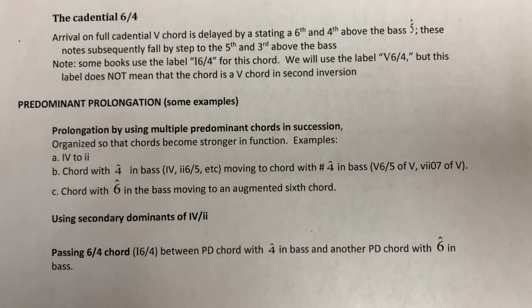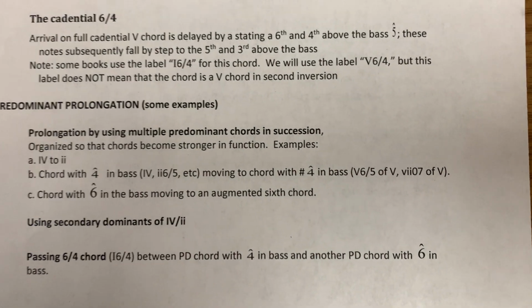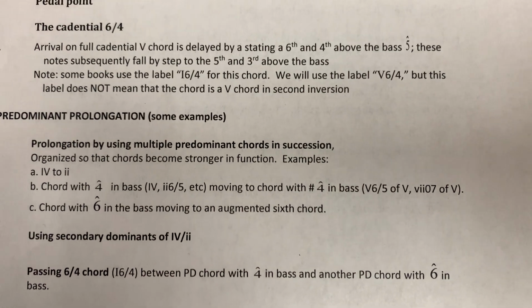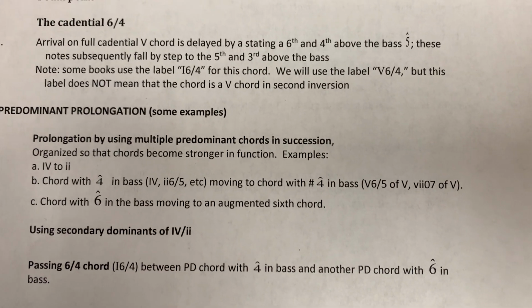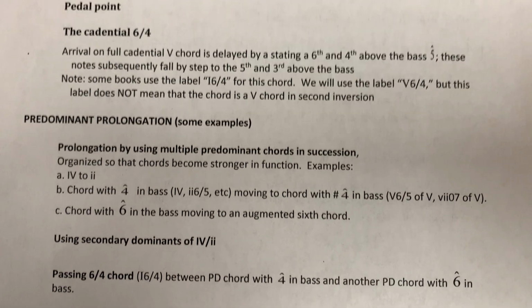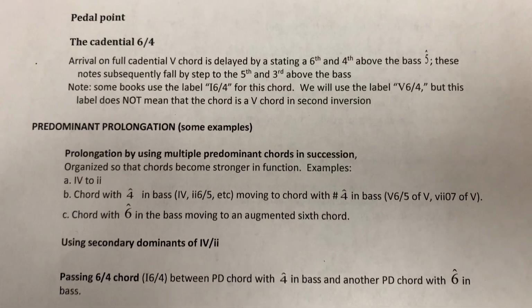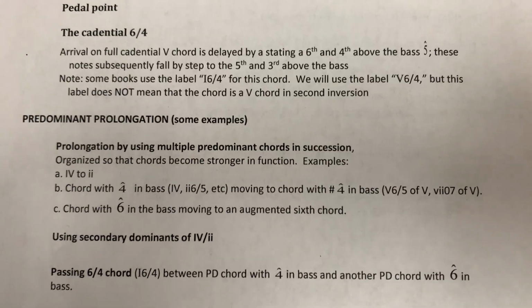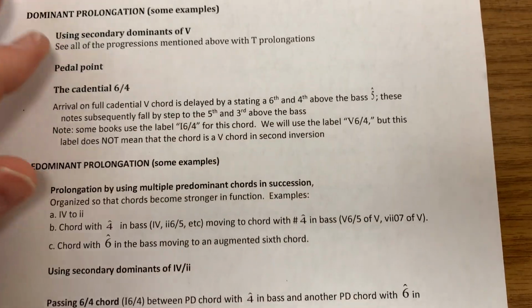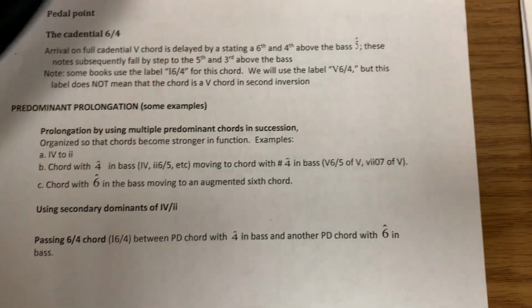And then other than that, with predominant prolongation you can also use things like the passing 6/4 chord, a passing 1 6/4. That can also be used to prolong the predominant. Okay, so again, that does not summarize every possibility you could have in tonal music, but it does hit, I would say, some of the really high points and the most common ones.